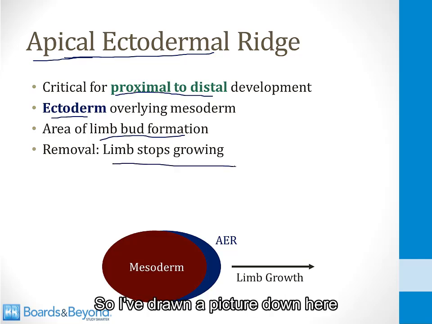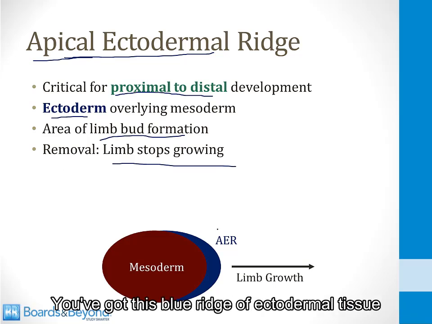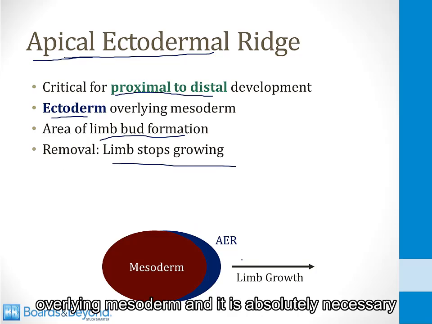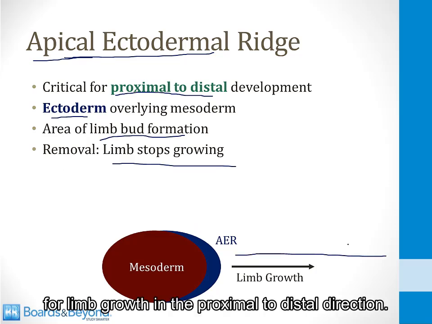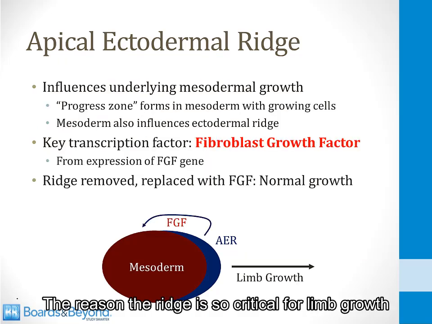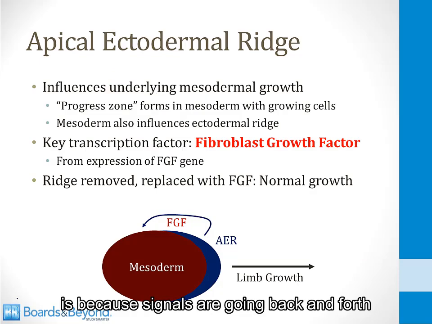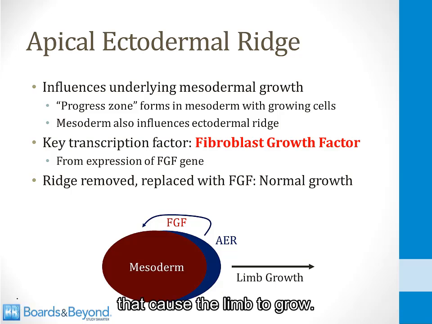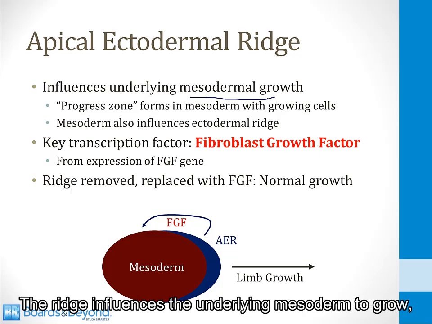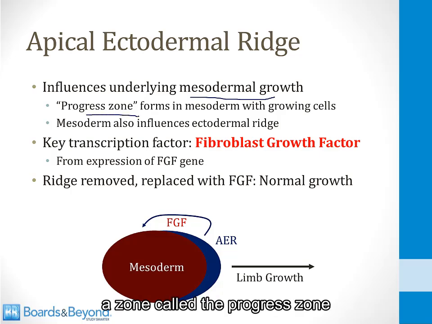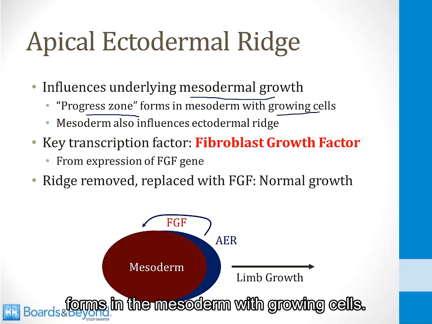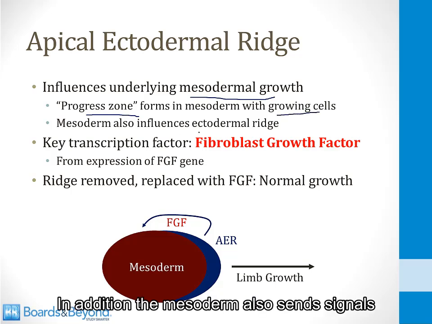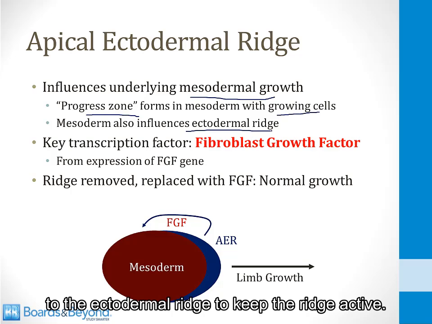So I've drawn a picture down here at the bottom of the screen to help you understand this. You've got this blue ridge of ectodermal tissue overlying mesoderm, and it is absolutely necessary for limb growth in the proximal to distal direction. The reason the ridge is so critical for limb growth is because signals are going back and forth between the mesoderm and the apical ectodermal ridge that cause the limb to grow. The ridge influences the underlying mesoderm to grow. A zone called the progress zone forms in the mesoderm with growing cells. In addition, the mesoderm also sends signals to the ectodermal ridge to keep the ridge active.